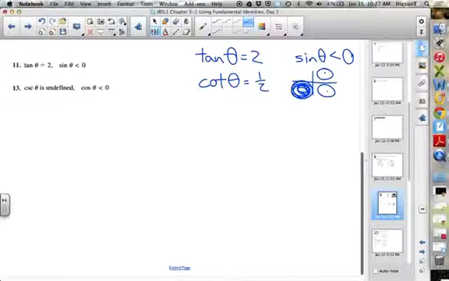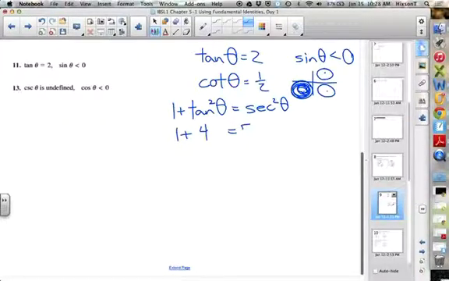You could do the cotangent one or the tangent one. The tangent one is going to be nicer. So 1 plus tangent squared, which is 4, equals secant squared. So 1 plus 4 equals 5, so secant squared is 5, and secant equals the square root of 5, which is about 2.2.